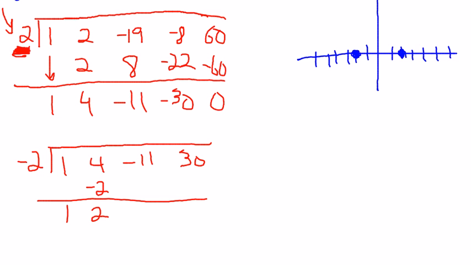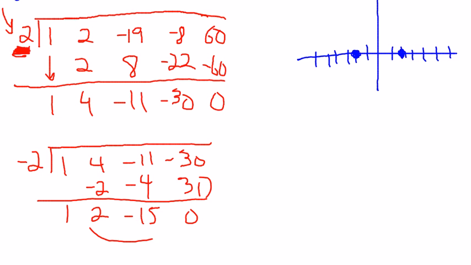Multiply by negative 2, I get negative 4. Add, I get negative 15. Multiply by negative 2. Whoops. This is a minus 30, sorry. Didn't copy it right from the previous line. Multiply by that, I get a positive 30, which cancels that out and gives me a 0.